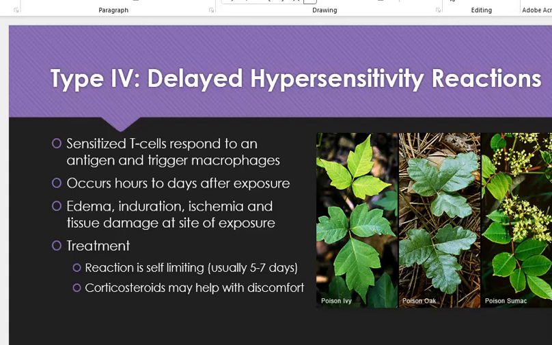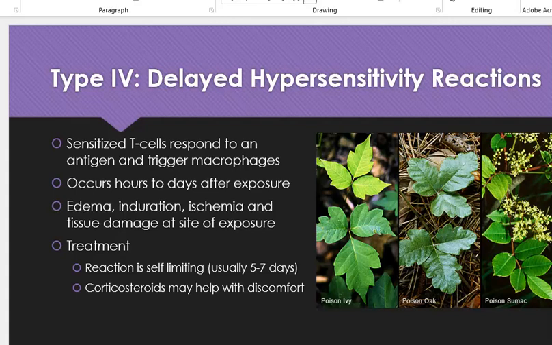Example would be your PPD if you were previously exposed. The reason for the PPD induration would be the T cells clump at the injection site. There's a release of lymphokines, which activate macrophages. The induration would appear 24 to 72 hours after exposure.